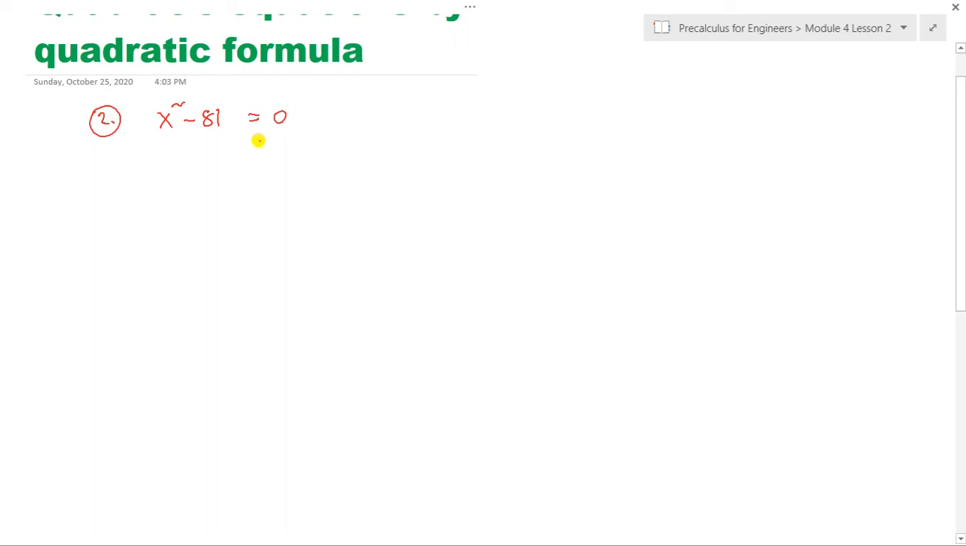So here we always write this in the standard form, which would serve as our basis: ax squared plus bx plus c is equal to 0. Let's look for the coefficients. For our a, this is 1. Then for the coefficient of the middle term, we don't have a middle term here, so this is 0. And then our constant is equal to negative 81.